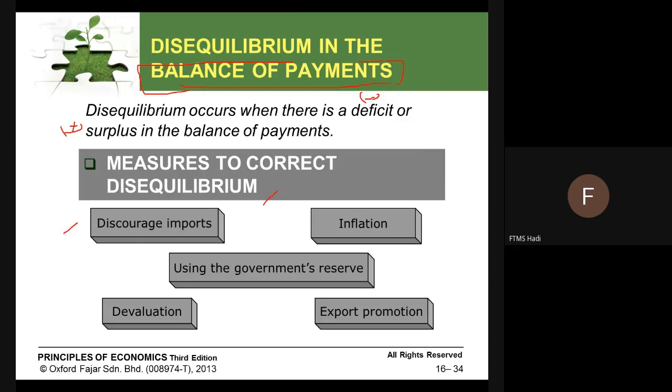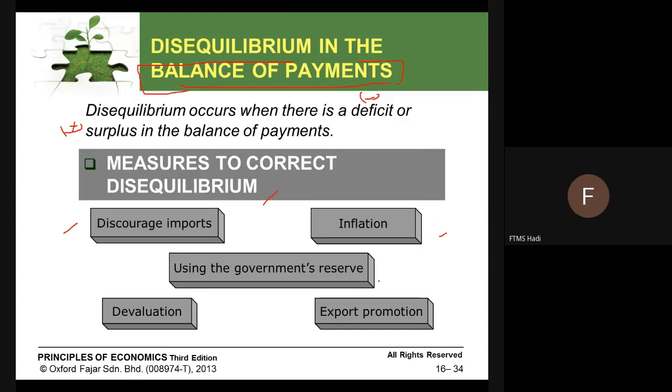The first one is to discourage import. If possible, it is best for a country not to import too much. If they import too much, the money outflow will become very large. The second one is inflation. Different countries have different inflation rates or interest rates. A higher interest rate will lead to the country paying more money, so try to reduce inflation.